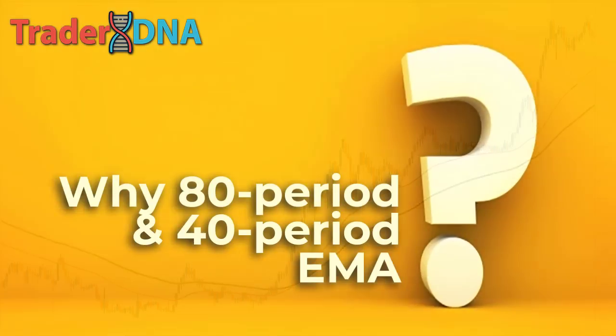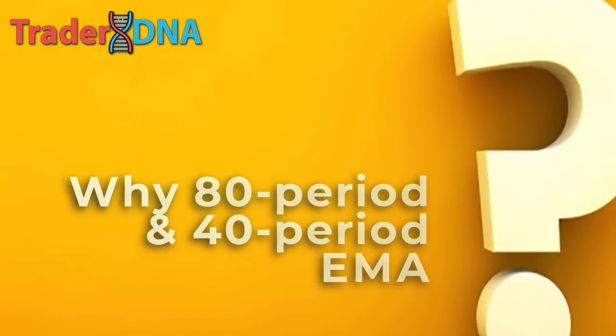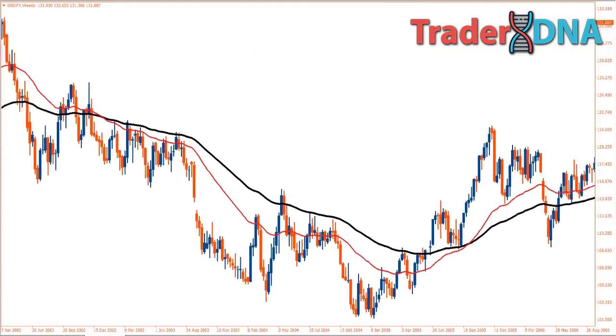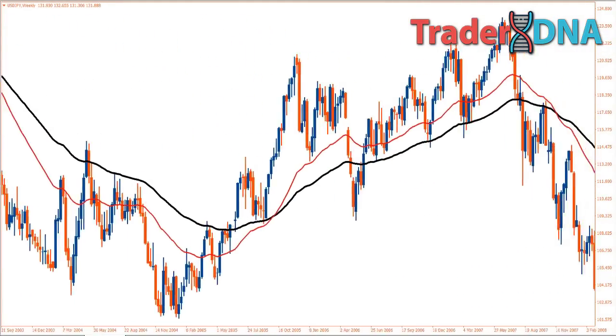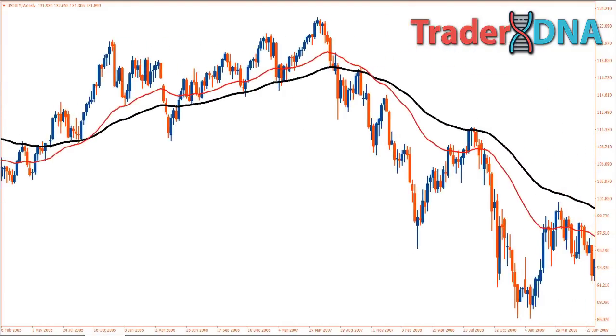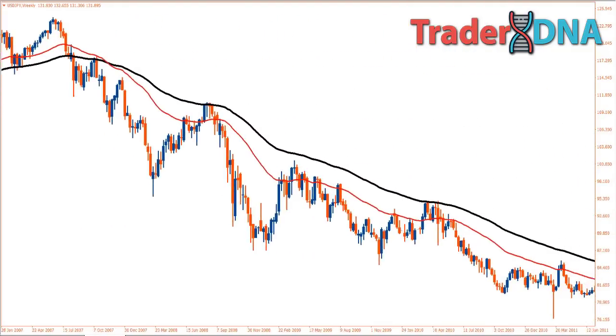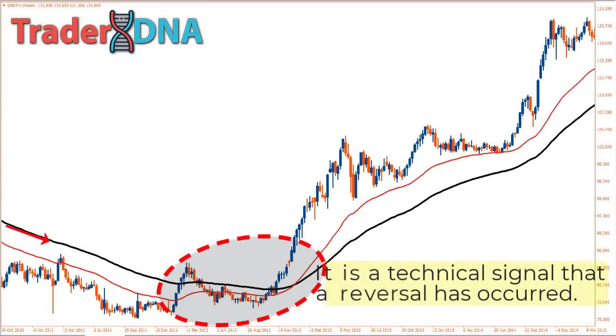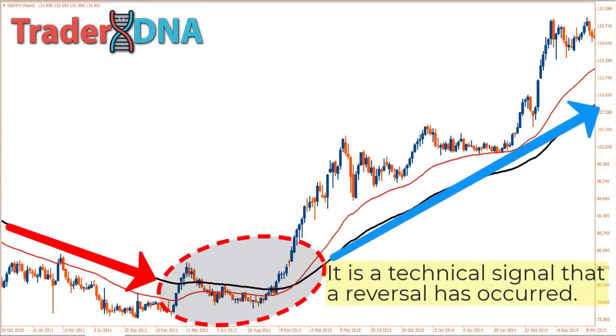Why 80 period and 40 period exponential moving averages? The 40 period and 80 period EMAs are often the most quoted and analyzed short-term averages. In general, the 40 period and 80 period EMAs are used as indicators for long-term trends. So, when an asset price crosses its 80 period moving average, it is a technical signal that a reversal has occurred. Traders who employ technical analysis find moving averages very useful and insightful when applied correctly. However, they also realize that these signals can create havoc when used improperly or misinterpreted.